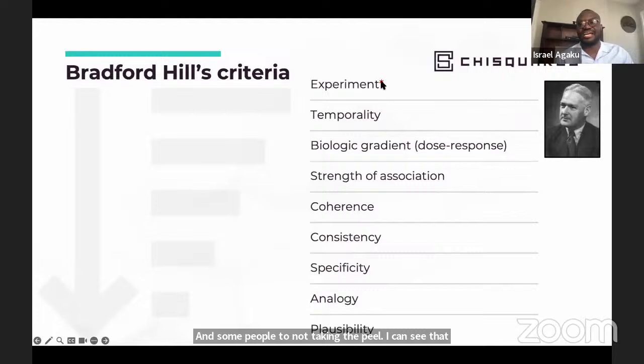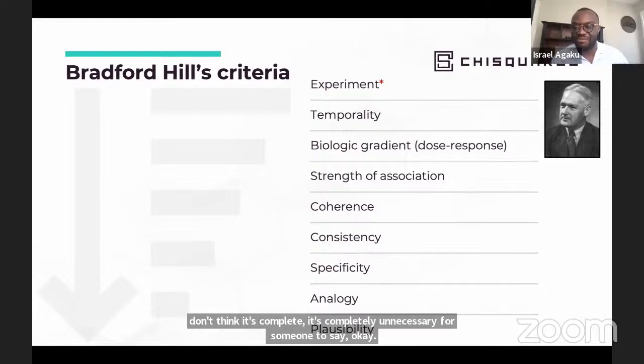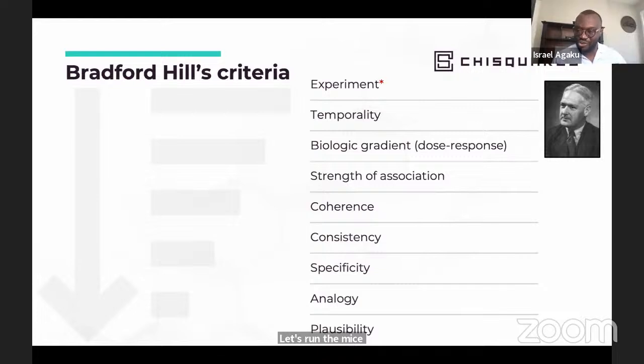I put a red star here because in the real world, it's not everything that we can do an experiment on, right? Things that are obviously harmful, we cannot subject people to experiments. And sometimes you really don't need an experiment. For example, you don't need an experiment to tell you that if you get hit by a train, you're going to die. I don't think it's necessary for someone to say, okay, let's randomize people, right? Half of them will be put in front of a train and the other will not. So experiments are not necessary in some cases where there's obvious harm. And so that's why I put that asterisk there.